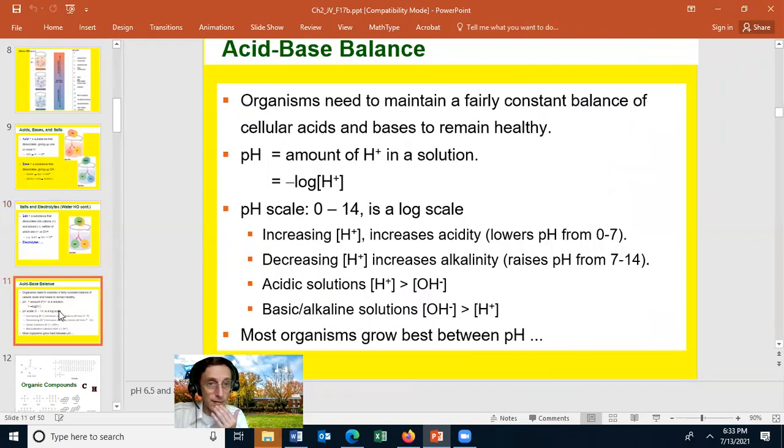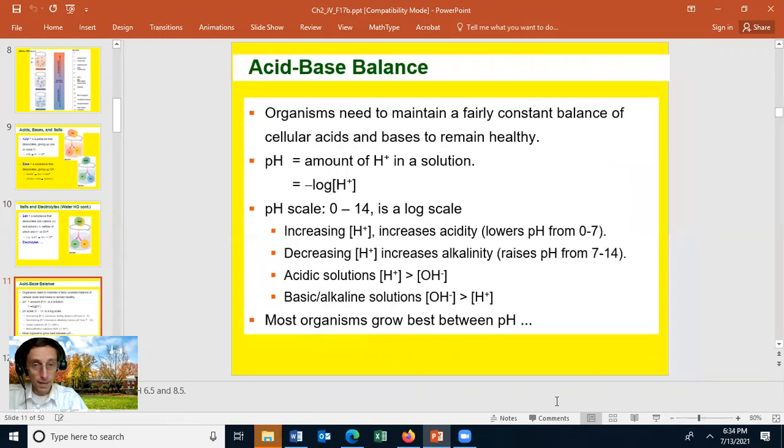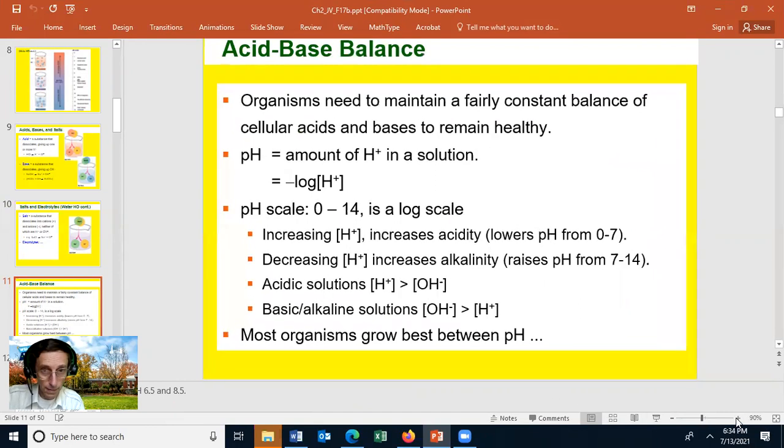All right, let's move on to the next slide, acid-base balance. Organisms need to maintain a fairly constant balance in their cellular acids and bases to remain healthy. You may have heard that called homeostasis. It's not particularly an important term for microbiology, but all organisms need to maintain their proper pH.